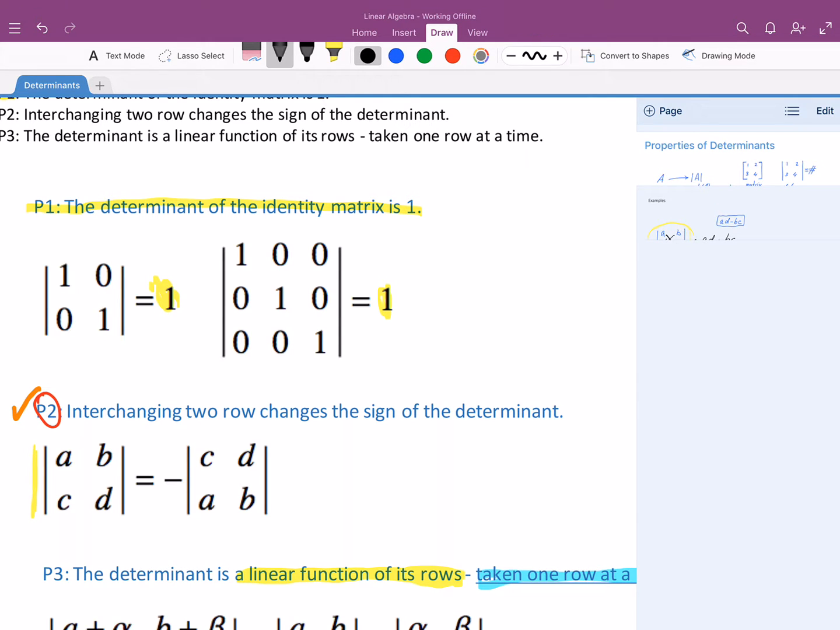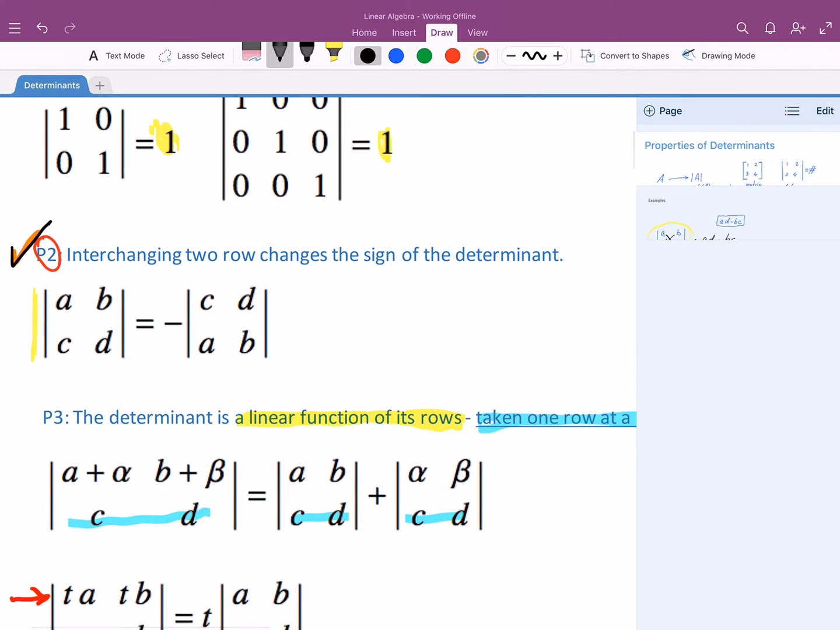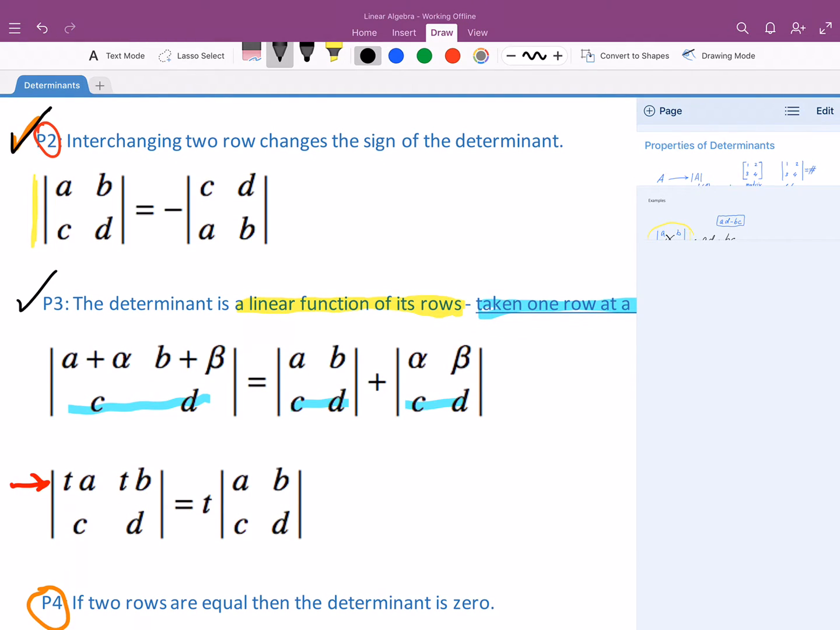In the last video, we looked at the three defining properties of determinants: that the determinant of the identity is 1 of any size, that the determinant will change sign if we interchange rows, and thirdly, we looked in detail at this little more difficult property, which is the linearity property. There were two parts to this, the addition aspect of it, and the scalar multiple aspect of it.